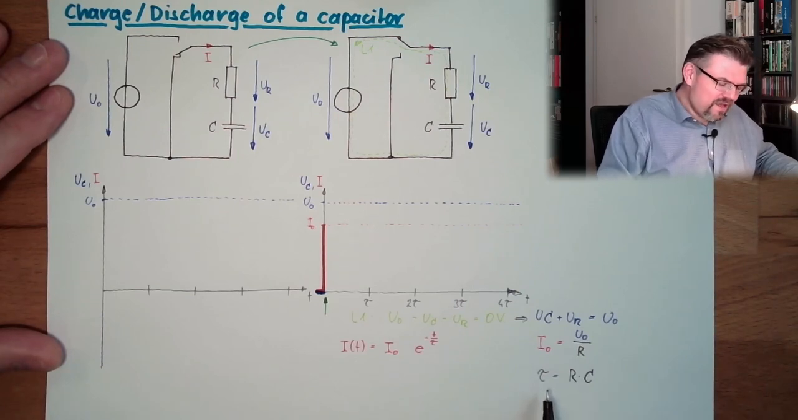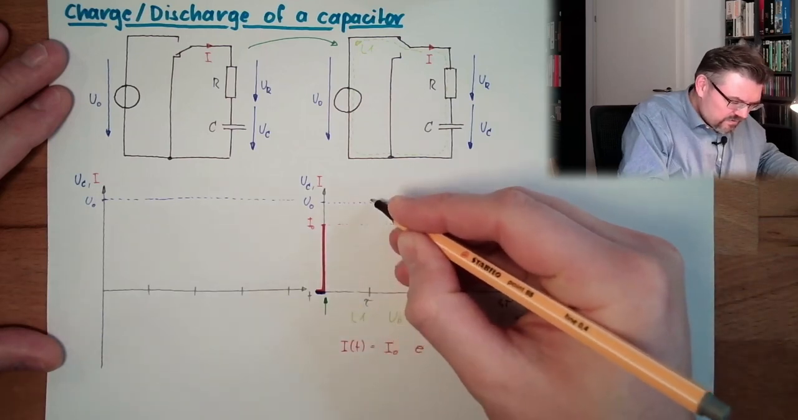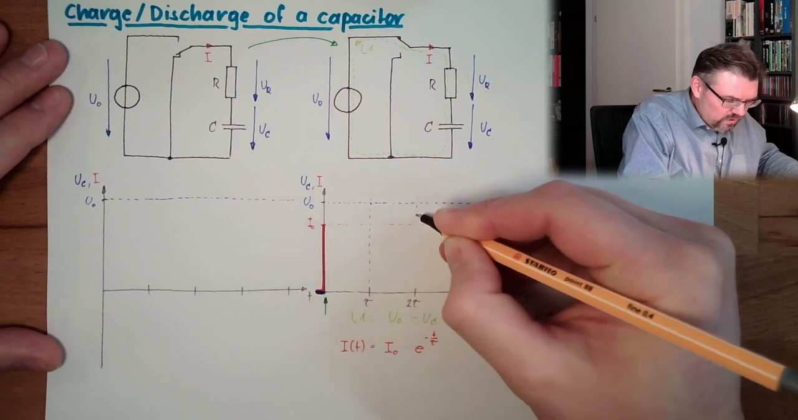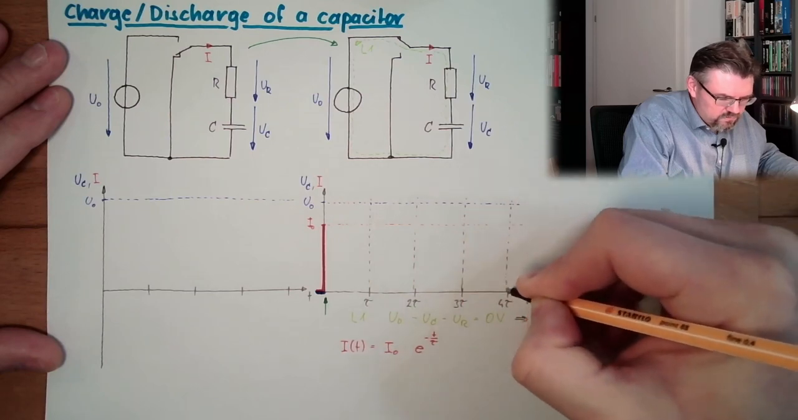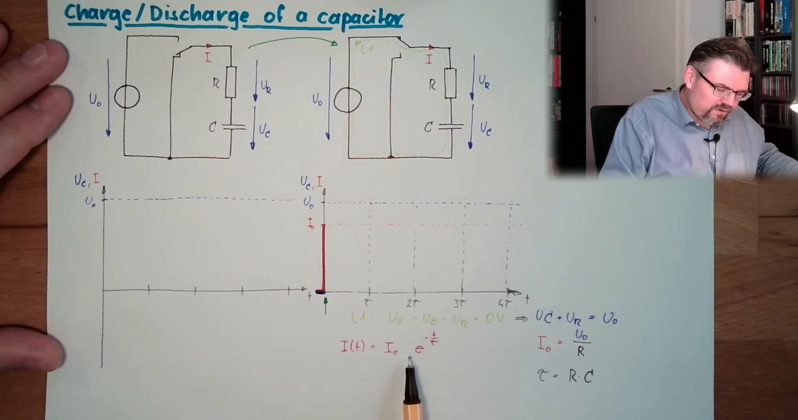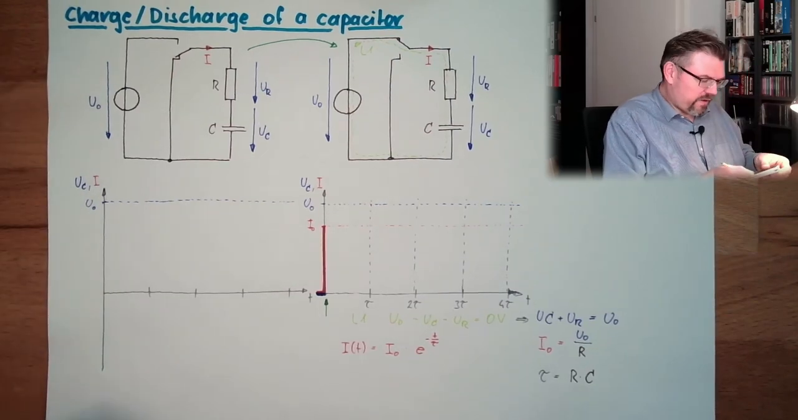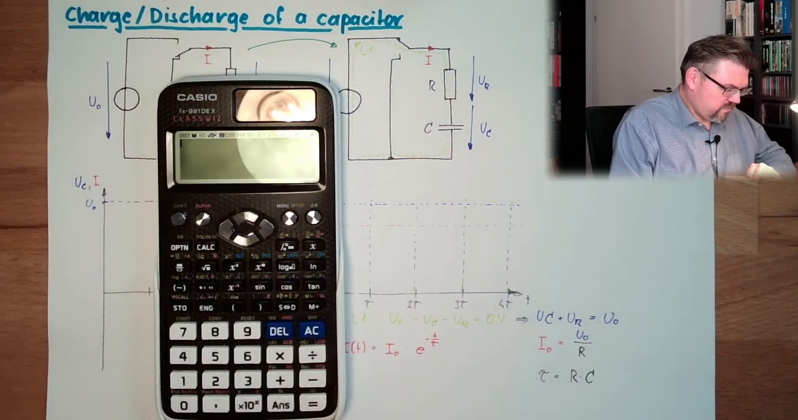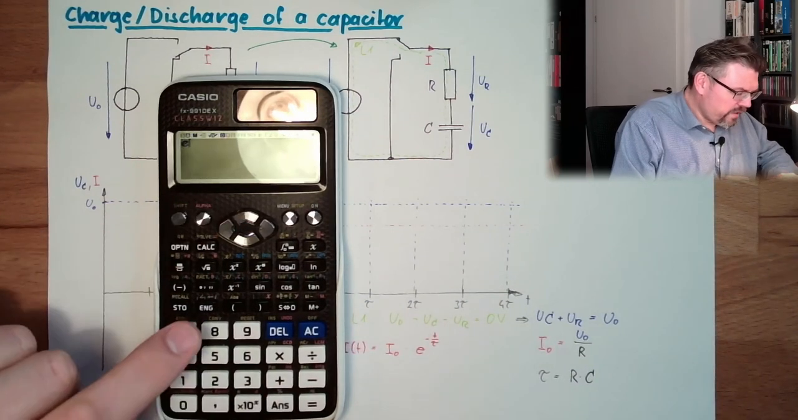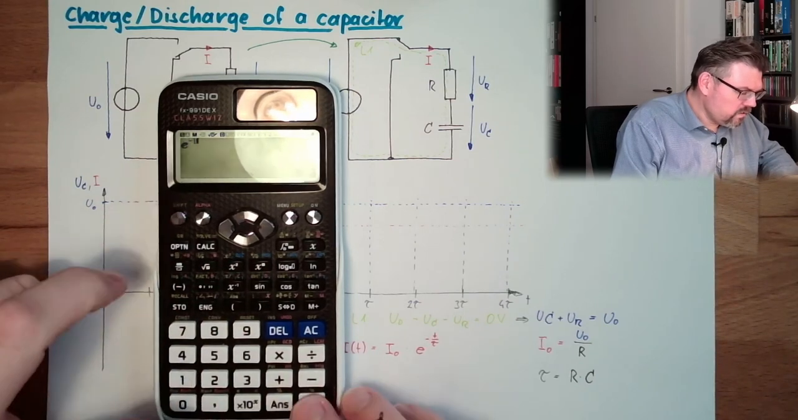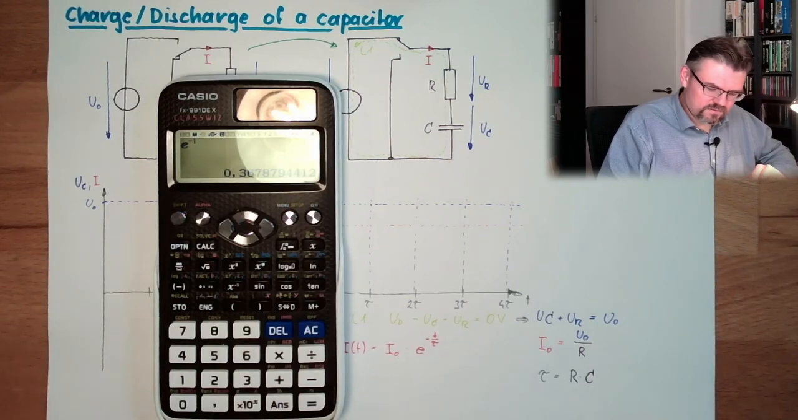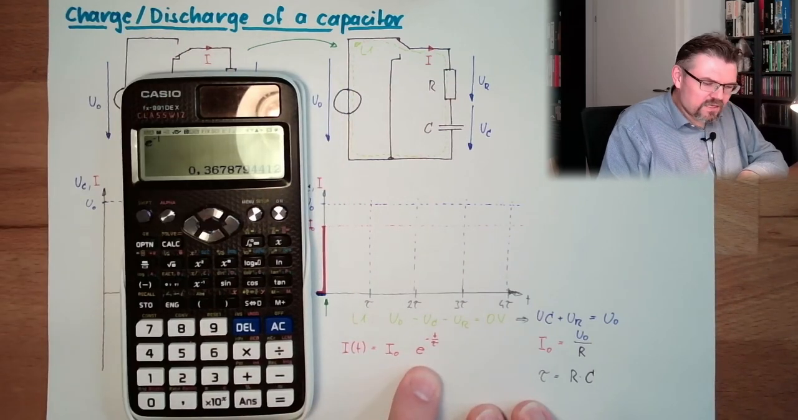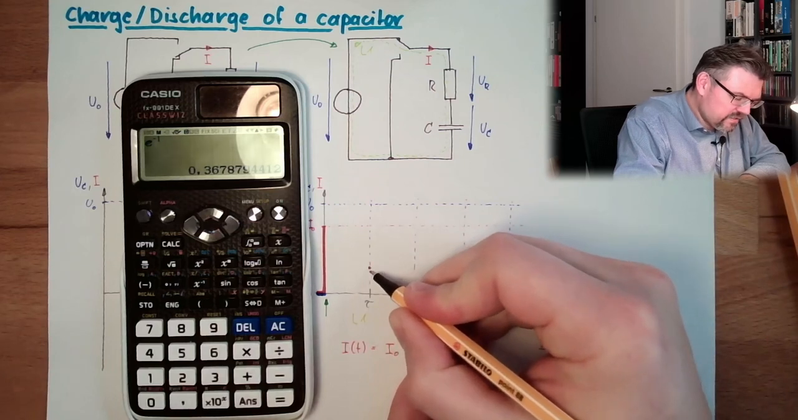So what is happening here? Here is tau, here's 2 tau, here's 3 tau, here's 4 tau. What is happening if t equals tau? Then we have written here E raised to the power of minus 1. Let's put this into our calculator. E raised to the power of minus 1 is 0.3678, so 36.7%. So I is multiplied by 0.367, and here we are at 36.7%.